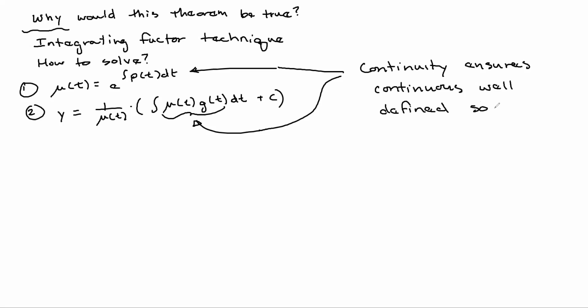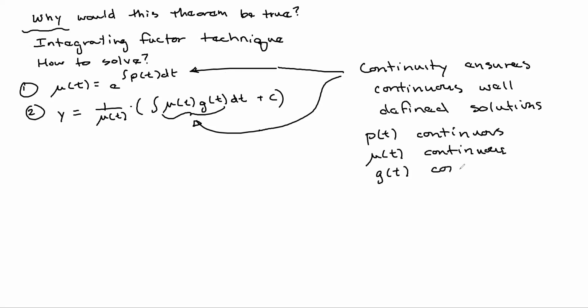So that's the way that you could interpret that. And what are those? So p of t needs to be continuous. And mu of t, of course, which is the result of integrating p of t. So if p of t is continuous, then that mu of t just inherits it. And then g of t.